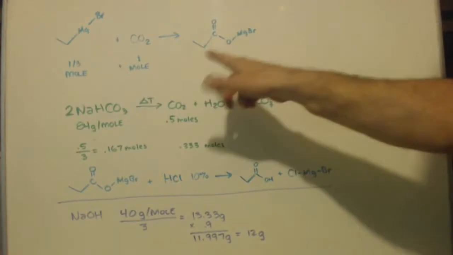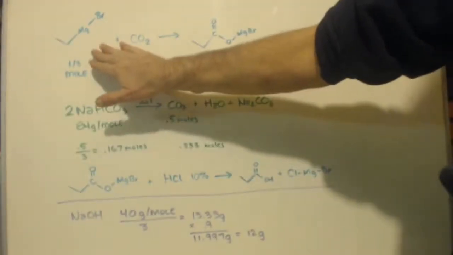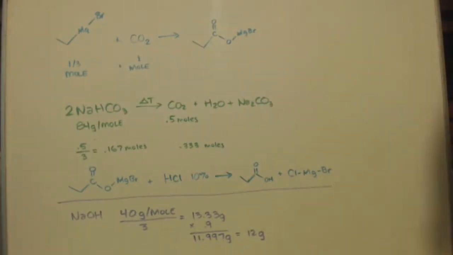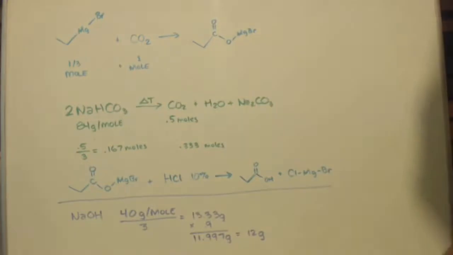I bubble in CO2. Remember, at the beginning of the video, we already made the ethyl magnesium bromide in a previous video. We tried to make 1/3 of a mole, our theoretical yield, but that doesn't mean that our yield was 1/3 of a mole, right? Obviously it wasn't, because we didn't get good yield.